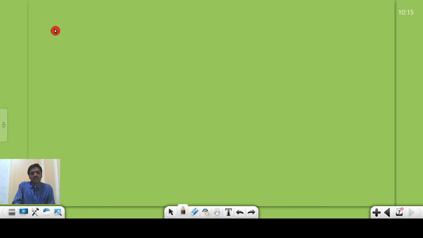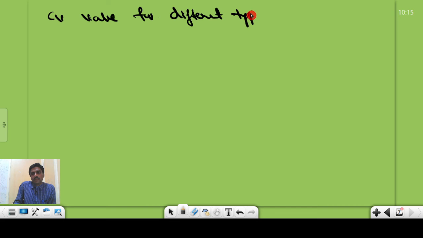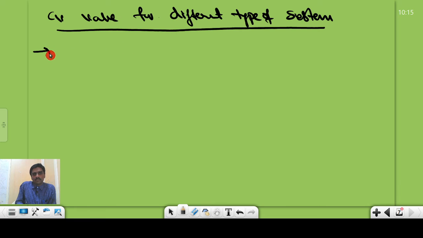So the specific heat Cv value for different types of systems. Now let me start with the first system. It is a monoatomic gas I am taking. What is the degree of freedom for monoatomic gas?